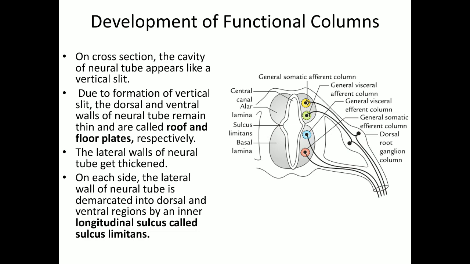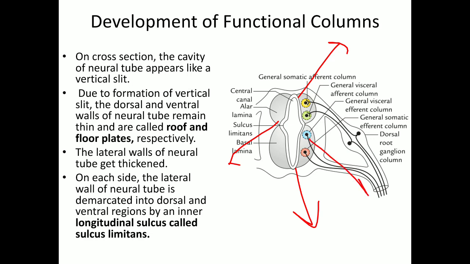Now, development of the functional columns. The cavity of the neural tube is like a slit, and due to formation of a vertical slit, the dorsal and ventral walls of the neural tube are very thin. Here you can see in the diagram that the dorsal wall is called the roof plate and the ventral wall is called the floor plate, and the lateral wall is thick.